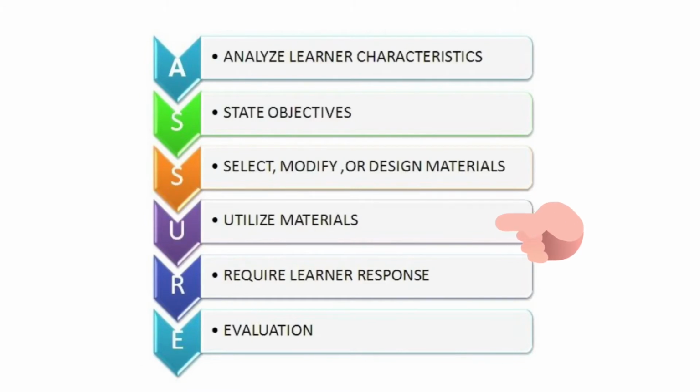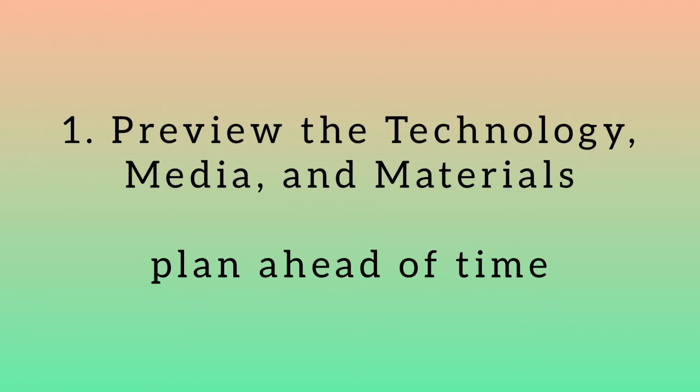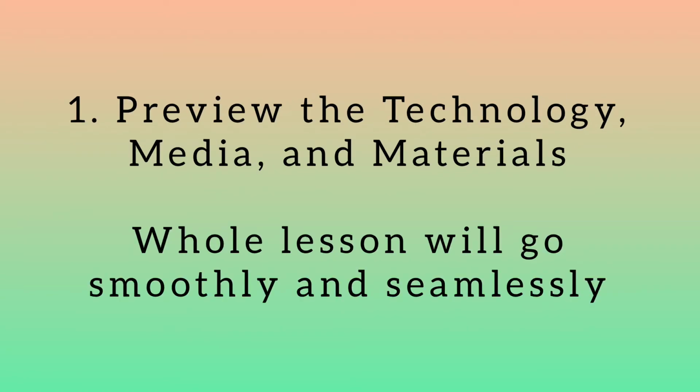Utilizing these media and materials comes next. Make sure that your plans in utilizing this technology contribute towards producing the objectives that you have laid down. It's important to follow the 5 P's process to achieve this. First is to preview the technology, media, and materials. This means that it's important to plan ahead of time just how you're going to use them. Have a dry run of your lesson before you actually teach it. Make sure that the whole lesson will go smoothly and seamlessly.